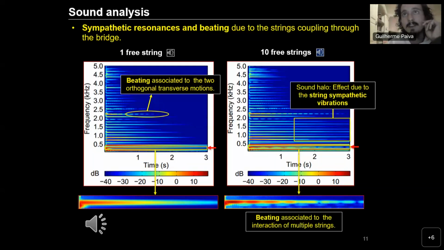In addition, we can also note the augmentation of the decay of some partials here, if we compare. This phenomenon is called sound halo, okay, sound halo, and it's due to the string sympathetic vibrations of the fully coupled system.